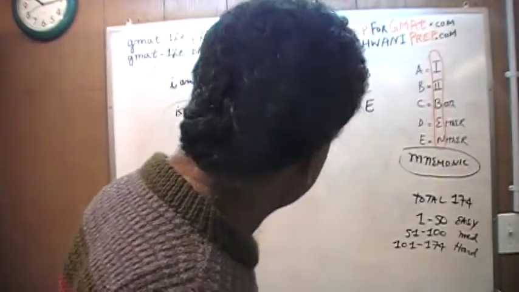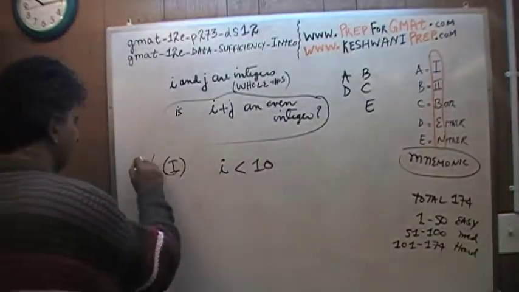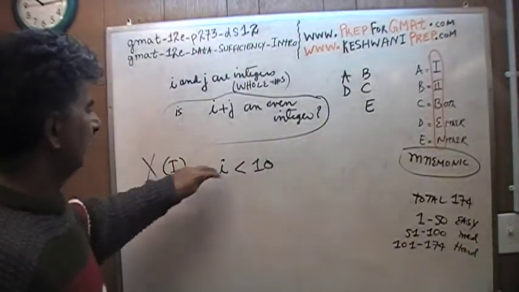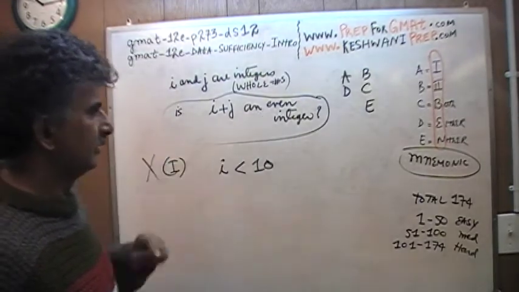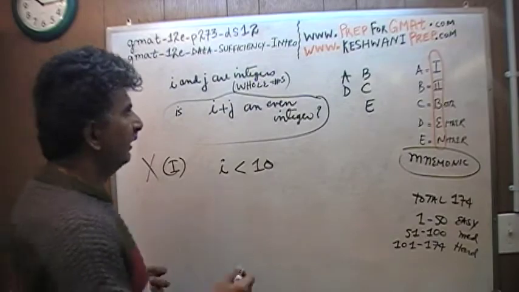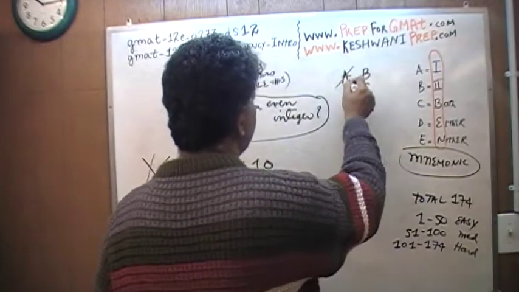So the first statement by itself is no good. It's worthless. It does not answer the question of whether the sum of I and J is an even integer. So if the first statement does not work, that tells me that the answer cannot be A or D.